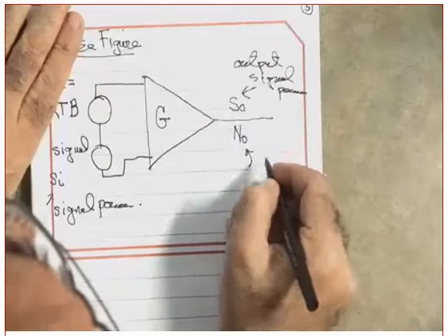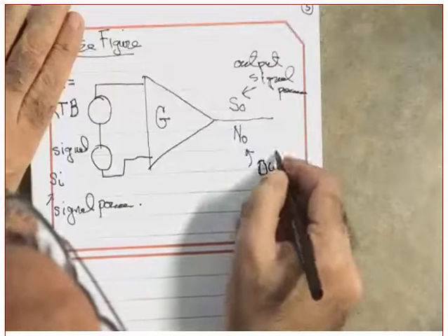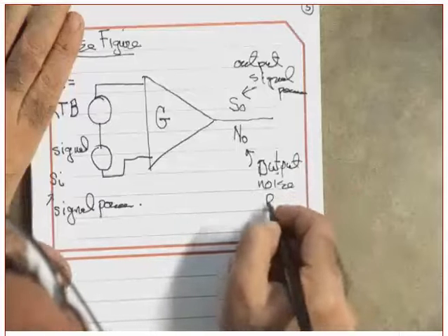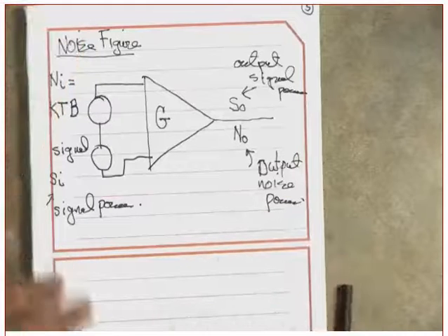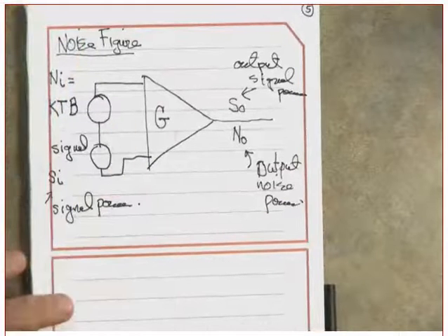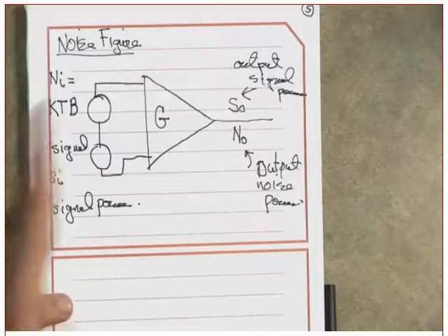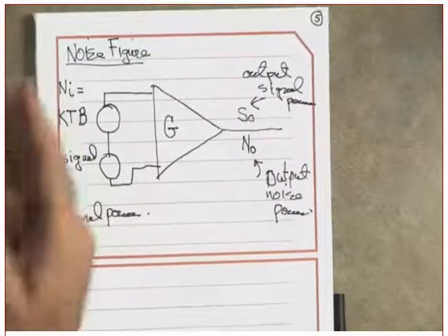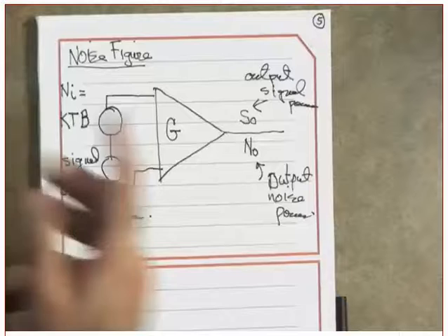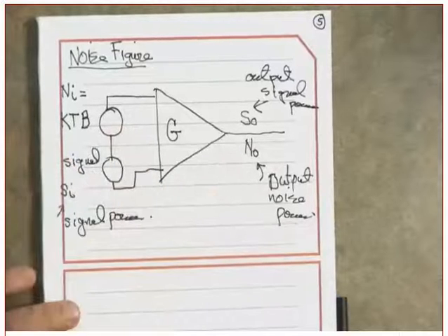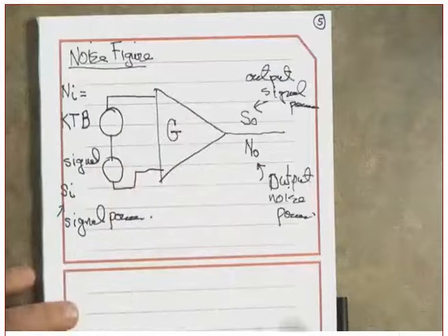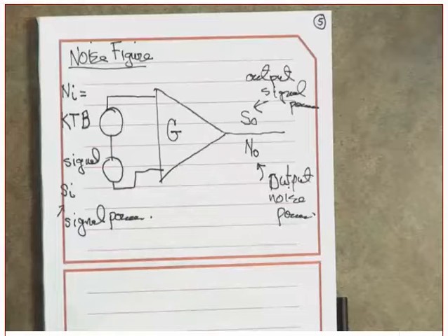And this is the output noise power. So at the beginning, what did they do? They look at the input. They measure the signal power. They measure the noise power. Signal to noise ratio at the input is SI over NI. They believe that the output signal to noise ratio should be the same. Why? Because the amplifier is amplifying both the signal and the noise. They discovered it's not the same. It's less.